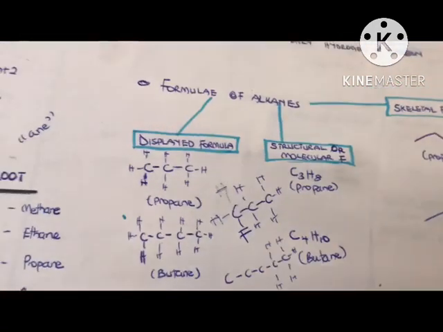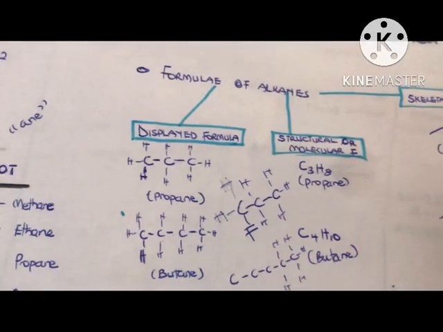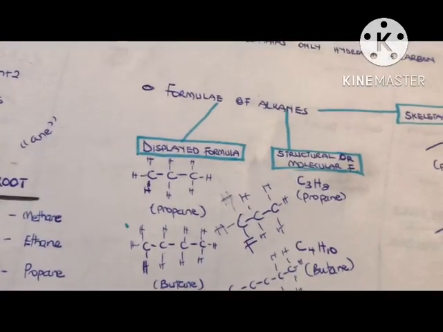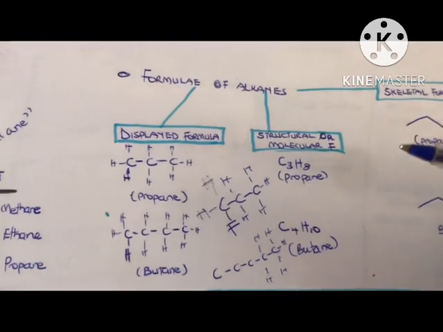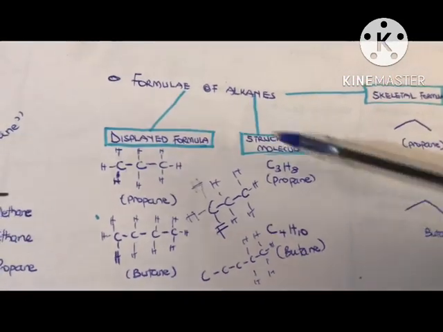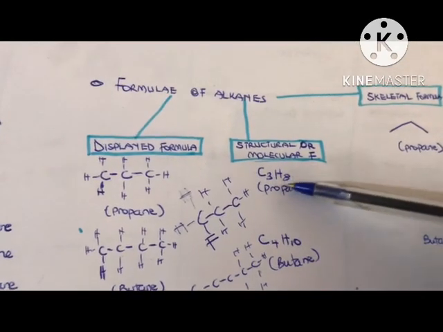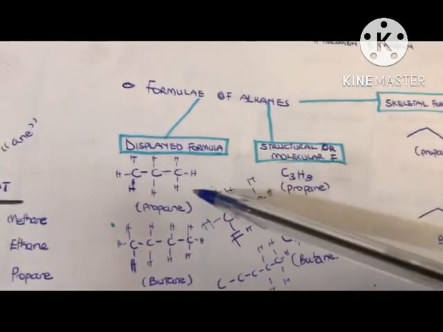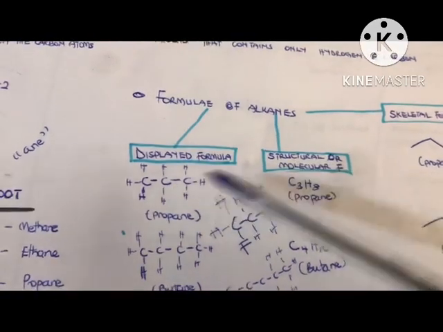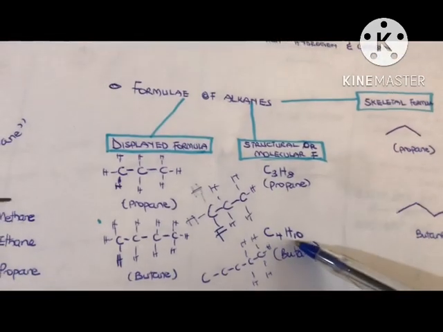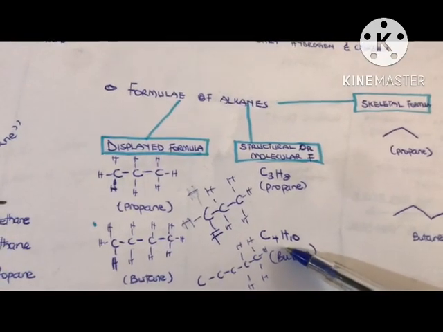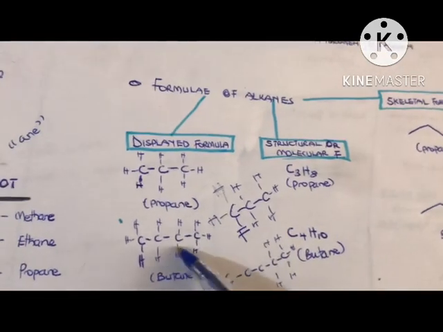But this displayed formula is very bulky and lengthy, so we use the structural or molecular formula to summarize it. This is the structural or molecular formula for propane. You must note the difference. Very simple. This is the structural or molecular formula for butane, and this is the displayed formula.